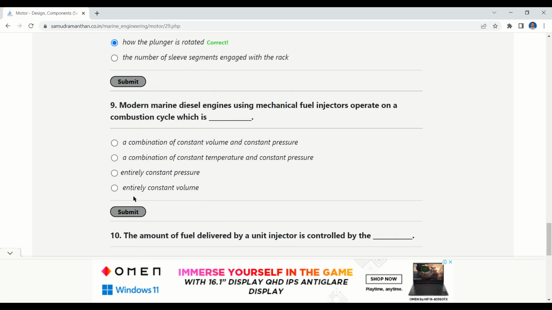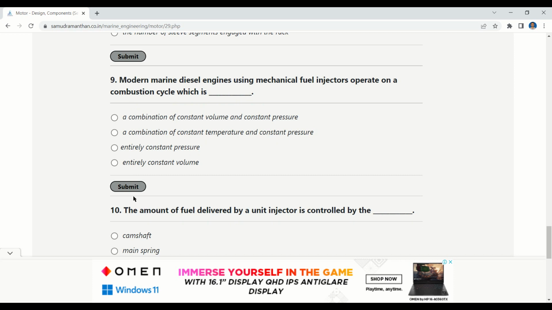Our next question is: modern marine diesel engines using mechanical fuel injectors operate on a combustion cycle which is? The options are a combination of constant volume and constant pressure, a combination of constant temperature and constant pressure, entirely constant pressure, entirely constant volume. The correct option should be a combination of constant volume and constant pressure.